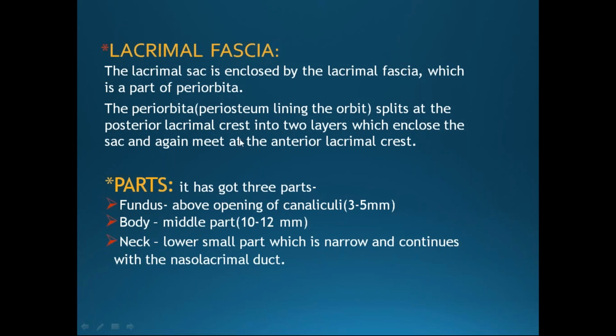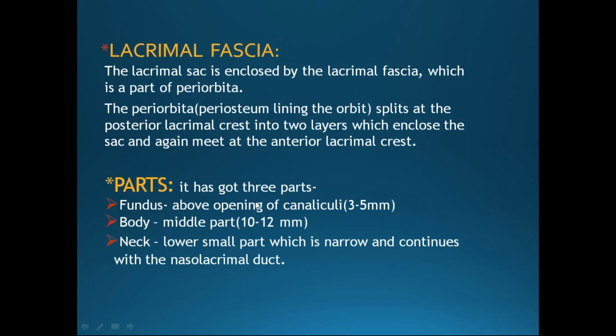The periorbita splits at the posterior lacrimal crest into two layers, which enclose the sac and again meet at the anterior lacrimal crest.